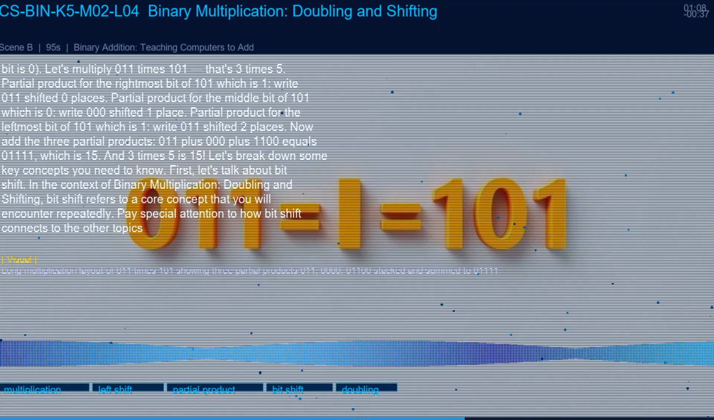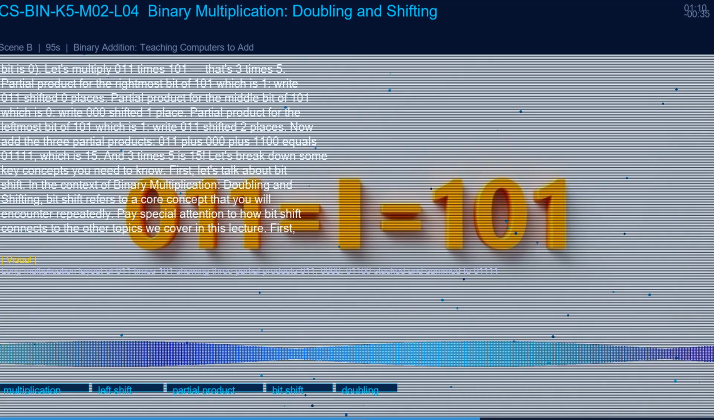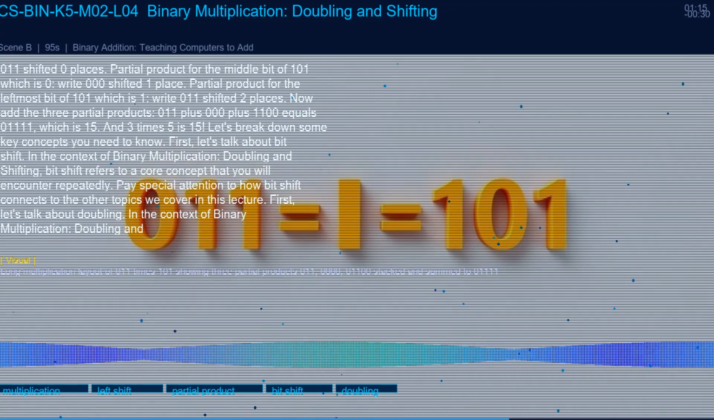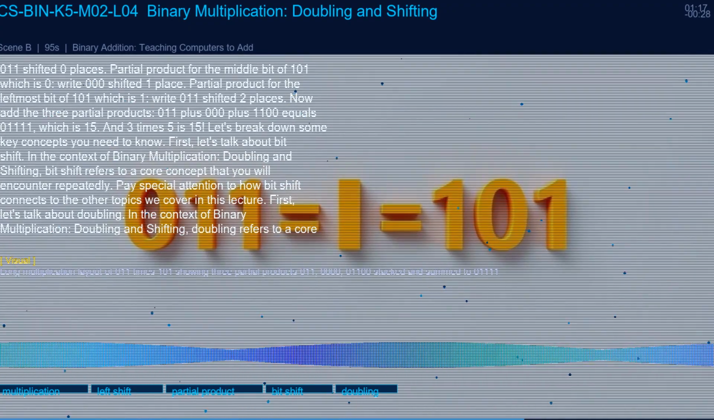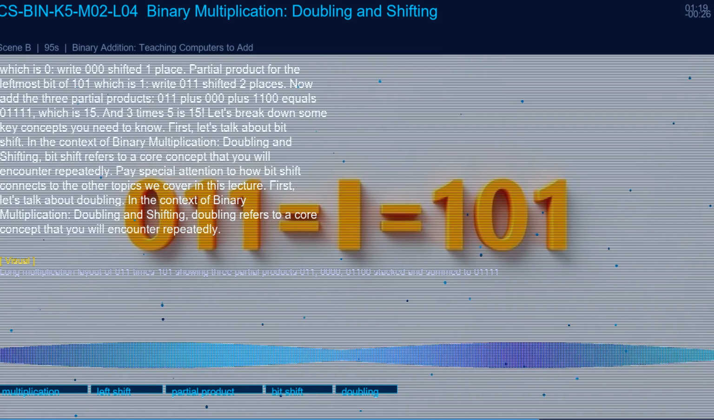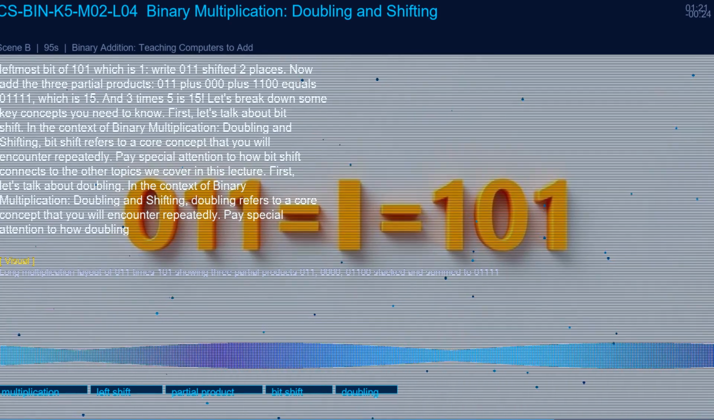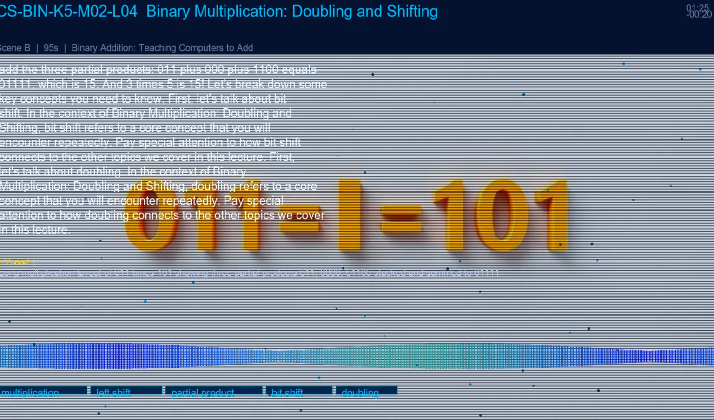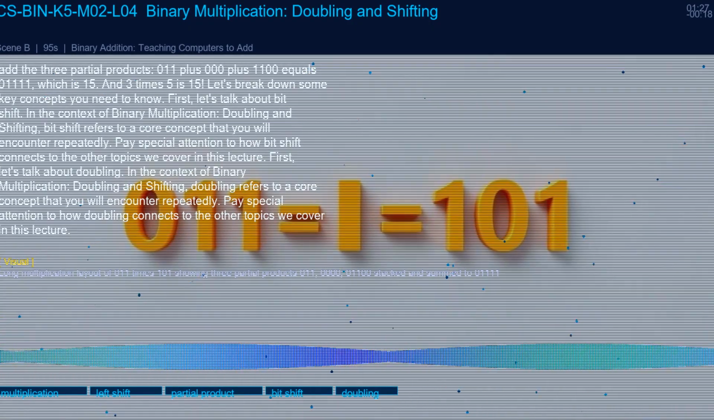Let's break down some key concepts you need to know. First, let's talk about bit shift. In the context of binary multiplication, doubling and shifting, bit shift refers to a core concept that you will encounter repeatedly. Pay special attention to how bit shift connects to the other topics we cover in this lecture.